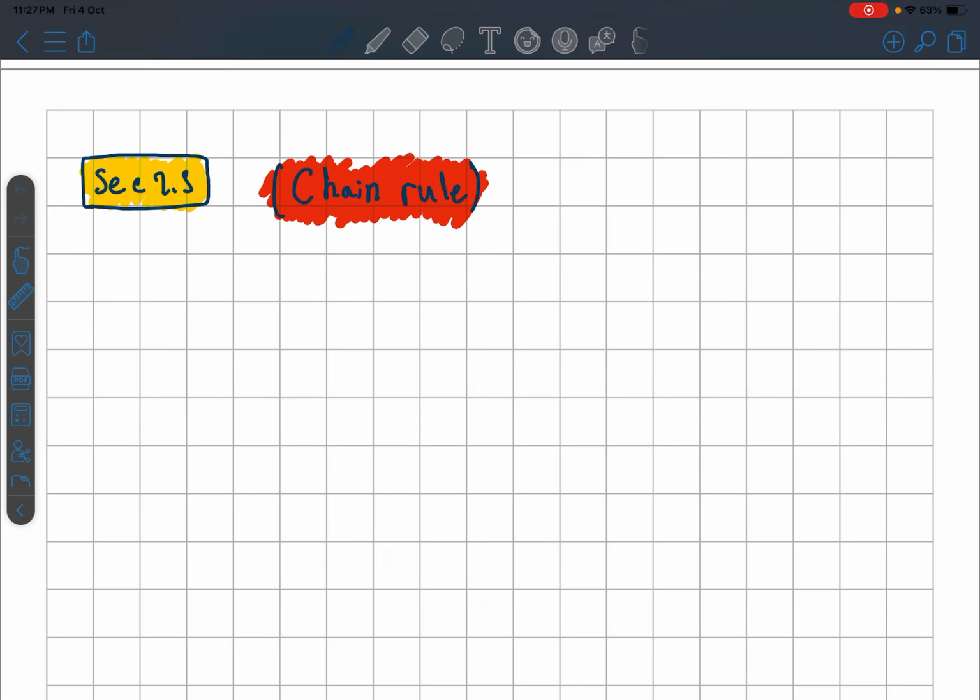Assalamu alaikum, this is section 2.5. It's about the chain rule.